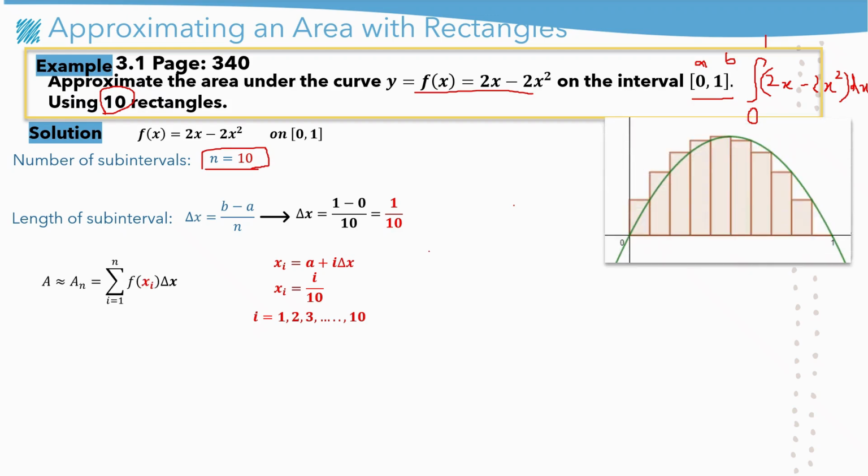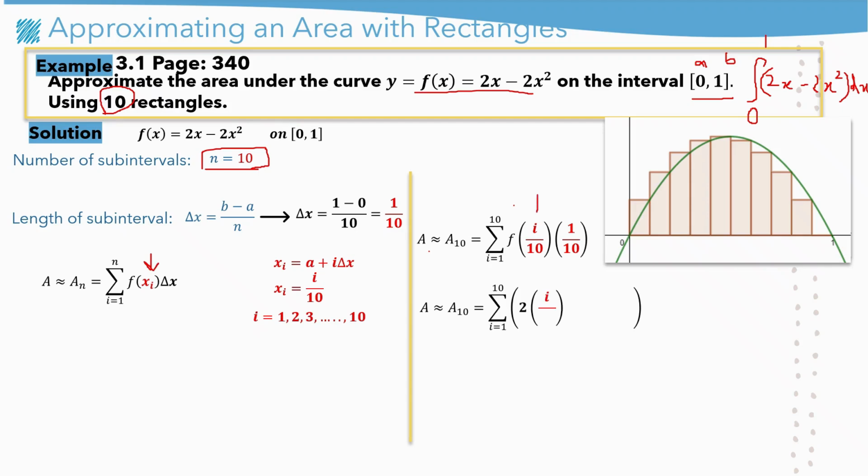Now let's find area using sigma notation. We know our n, we know our f of x, we know our delta x. Let's substitute. But don't forget to replace our xi by i over 10, which means all your x in the function will get replaced by i over 10. Since 1 over 10 is a constant, you can take it outside, so that it will be reflecting in your calculator as 0.33.